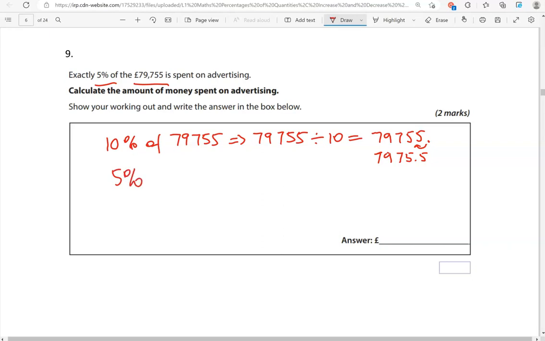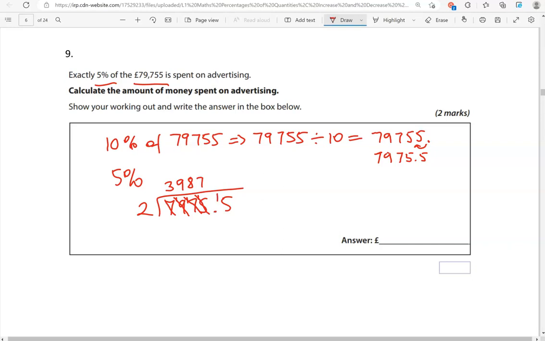So I'm going to divide 7,975.5 by 2. How many 2's fit into 7? That is 3, and we have 1 remaining. How many 2's into 19? That is 9, and we have 1 remaining, because 2 times 9 is 18. How many 2's fit into 17? That is 8, because 2 times 8 is 16. Again, 1 remaining. How many 2's into 15? That is 7. 2 times 7 is 14, so we have 1 remaining.